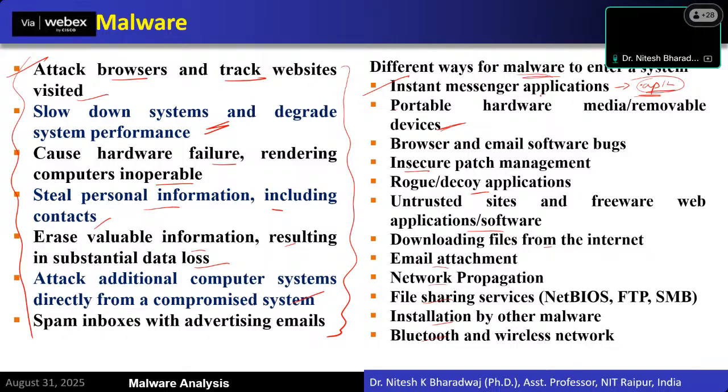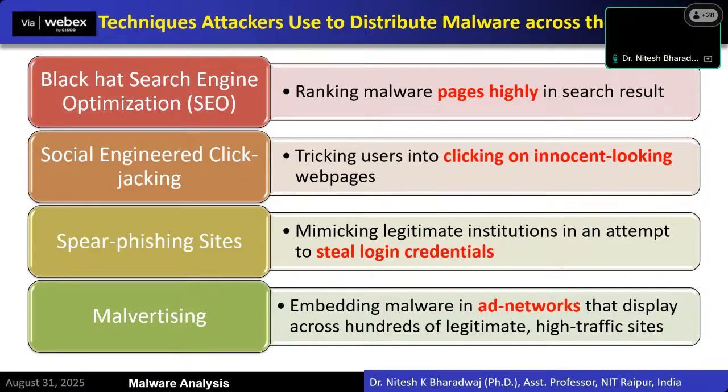So different malware can enter at different levels. Then if you see the common techniques attackers use to distribute malware across the web, how do they distribute? So black hat search engine optimization, SEO, that is ranking malware pages highly in search results. Like in Google, we see that relevant URLs are shown to you as per the keyword you have provided. Likewise, you have black hat search engines.